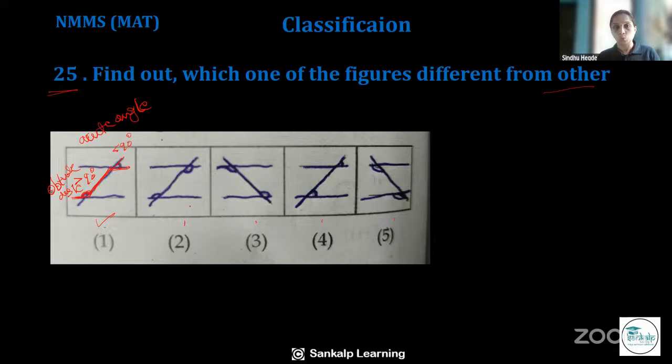Come to image 2. Here the image shows an angle formation here and another one here. We can see that both the angles are less than 90 degrees. So both angles are acute angles.